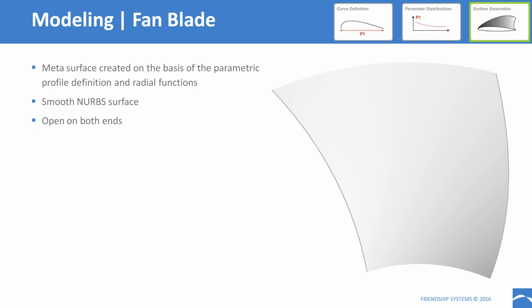Yeah, and the last step of the generation of the blade surface is the generation of the actual surface, which is based on our parametric profile definition and the radial functions. This is a smooth NURBS surface, and it's just the surface of the blade, so it's open at both ends.